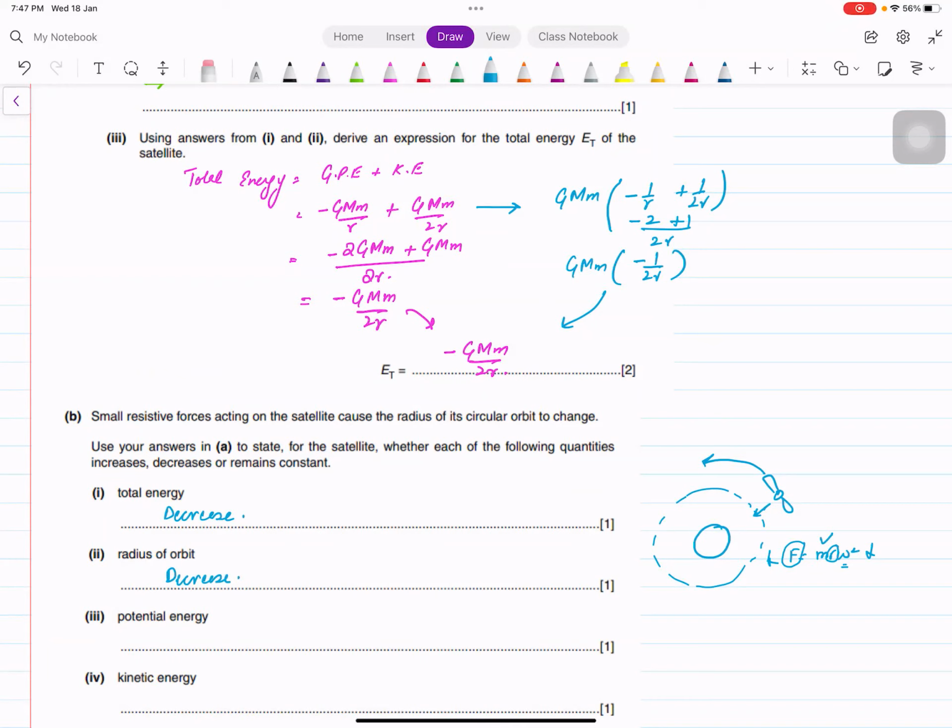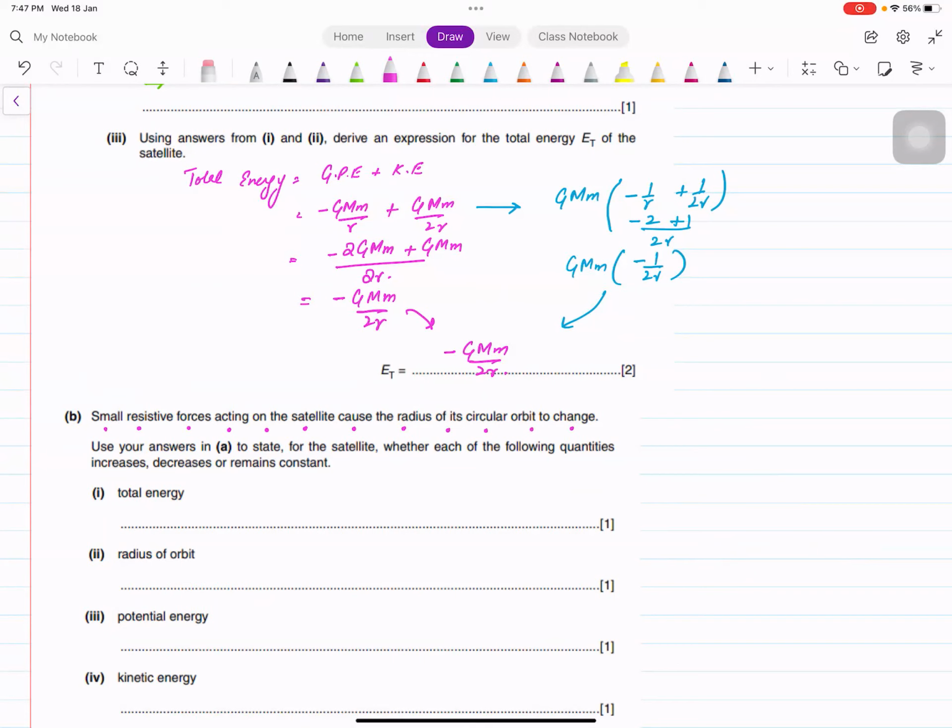So can you please repeat? Yes, again, think about it this way. Even the first part, I don't get it. Okay, why does the total energy decrease? Okay, so first of all, it says small resistive forces acting on the satellite cause the radius of a circular orbit to change.